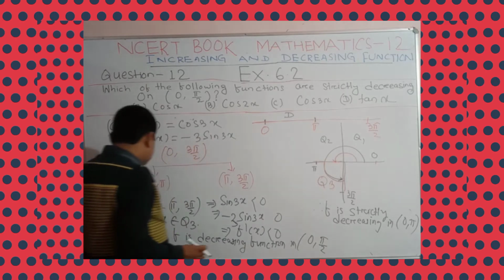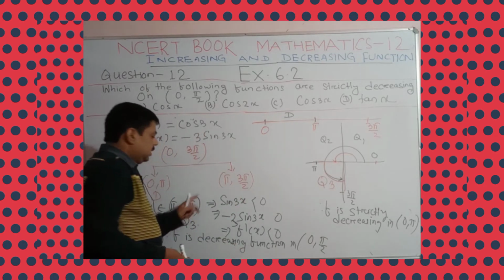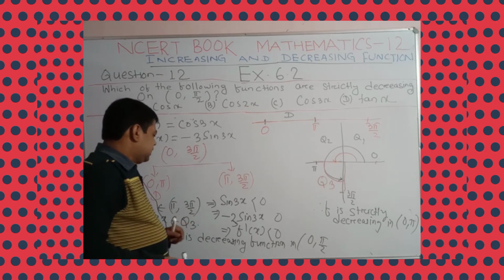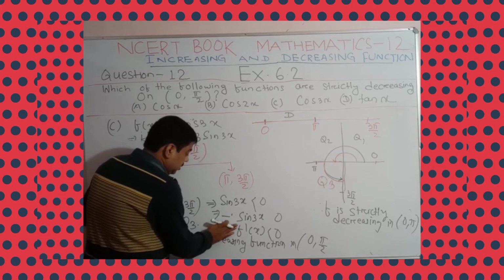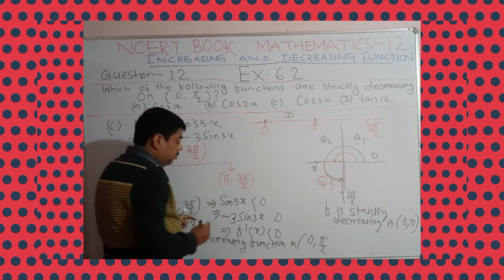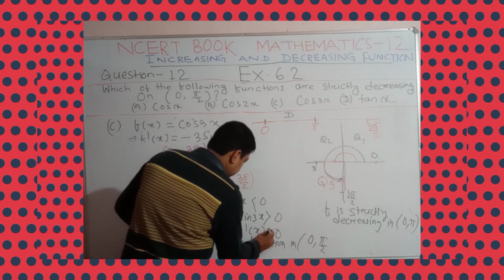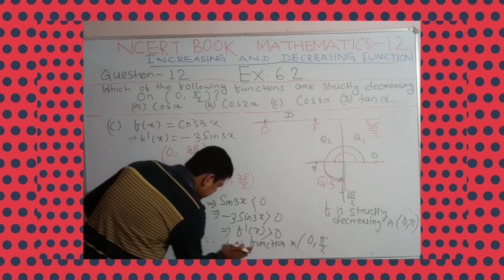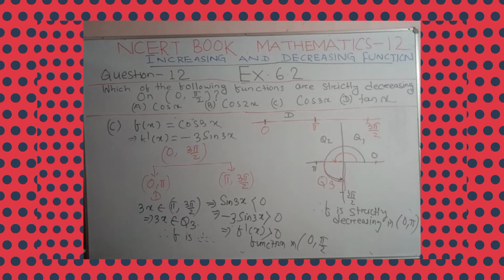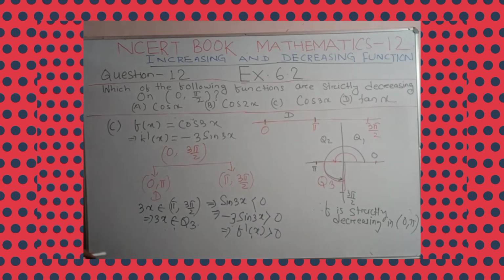Sorry, if 3x belongs to pi to 3 pi by 2, then sin 3x is less than 0, because in the third quadrant, sin theta is negative. So if sin 3x is less than 0, then minus 3x is greater than 0. It means f dash is greater than 0. So the function is strictly increasing, not decreasing, students. Okay? Understand? We were mistaken. So is it clear now?